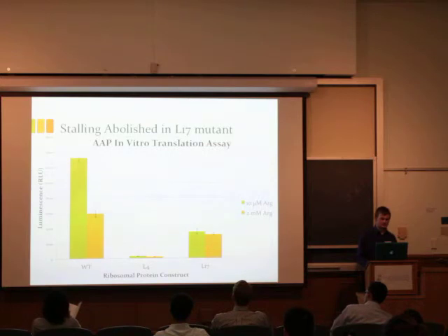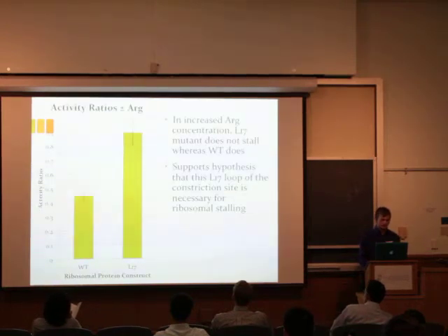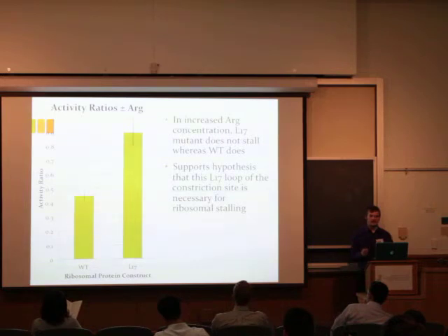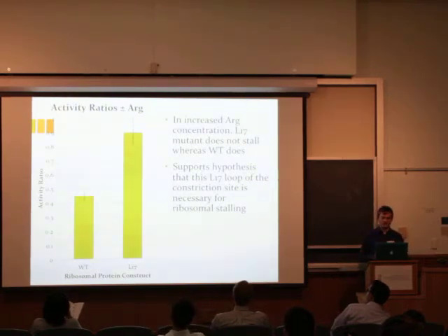The E. coli is L17. So as I mentioned, the wild type expression levels went down by about half, so that means that stalling occurred. However, in the L17 mutants, stalling did not occur. So this supports my hypothesis that this specific L17 loop is necessary and vital for stalling. And it suggests that the constriction site is part of the mechanism of ribosomal stalling, at least for arginine attenuator peptide.